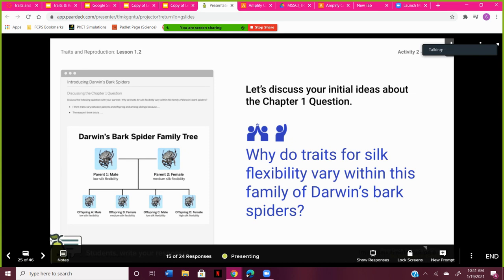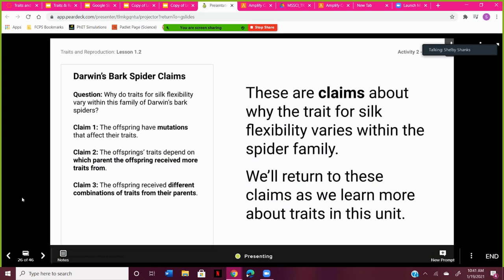Okay. What we're going to look at next are some claims that answer this question that we're eventually going to pick from. I wanted to see what you all were thinking at first. We have these 3 claims that we are not going to look at in depth today, but I just wanted to give these to you. Our question is, why do traits for silk flexibility vary within this family of Darwin's bark spiders? We're going to be picking one of these claims by the end of this chapter.